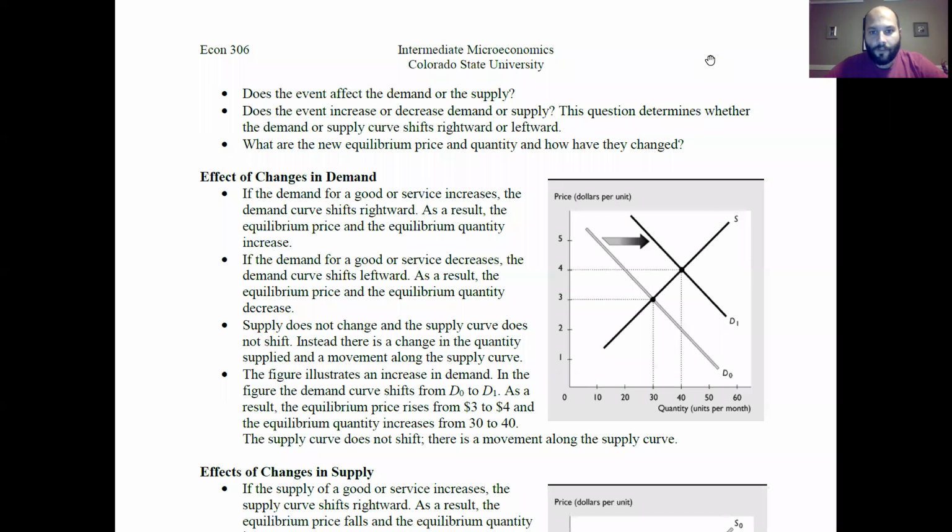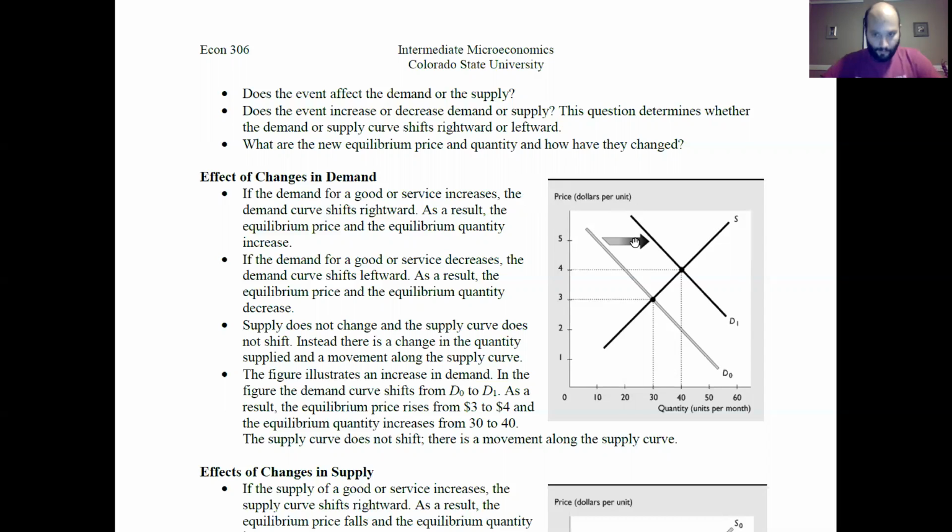Hi everybody. This is a video on the market mechanism. The market mechanism talks about how equilibrium is established in a market, and what happens when the market is out of equilibrium. So the questions we're asking are: if there's an event in the market, does the event affect demand or supply? Is it an increase or decrease? And then what's the new equilibrium price and quantity? And then we can also study a little bit some government interventions that cause non-equilibrium market results.